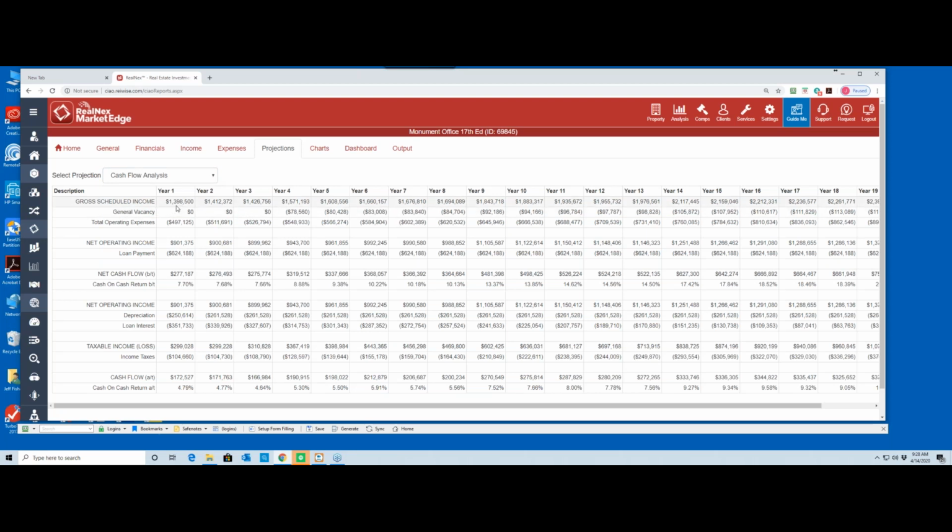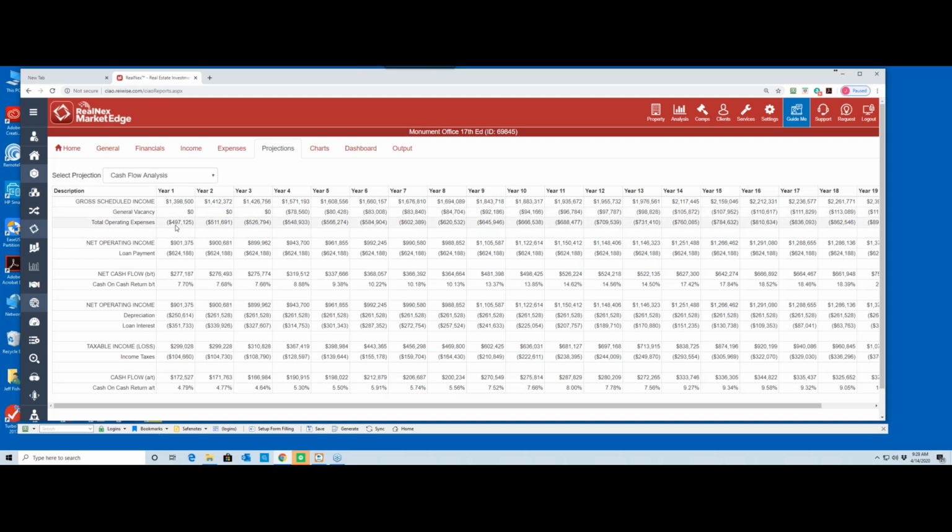So here's our income based on the assumptions that we put in for the base rent and for our lease renewals. Okay, so we have income of 1,398,500 in year one, 1,412 in year two, and so forth. Remember, I said the vacancy didn't kick in until year four, so we had zero vacancy, then vacancy starting in year four.